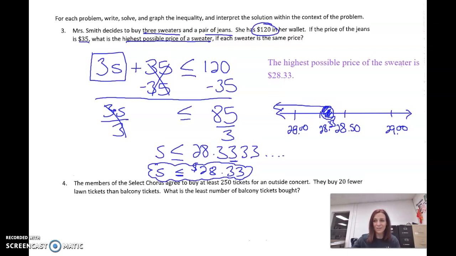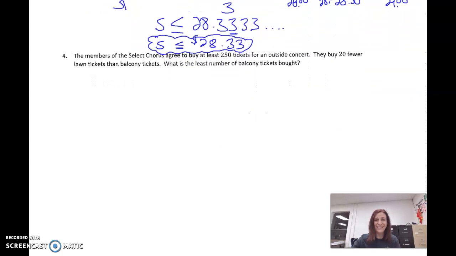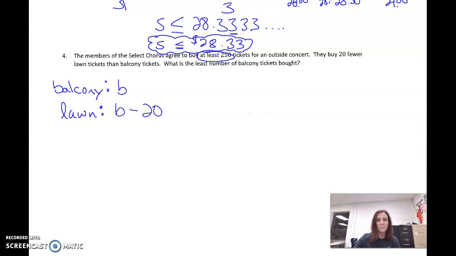One more, okay? Let's try to do this quick. The members of the select chorus agree to buy at least 250 tickets for an outside concert. They buy 20 fewer lawn tickets than balcony tickets. So I'm going to say our balcony tickets, this should look familiar, we're going to represent that with B. So our lawn tickets are going to be 20 less. So if they buy 50 balcony, 50 minus 20. If they buy 100 balcony, 100 minus 20. So we're going to take whatever the balcony tickets are and minus 20.